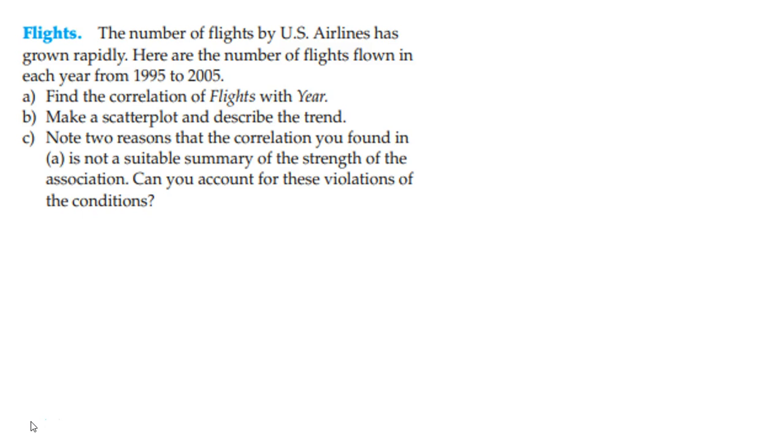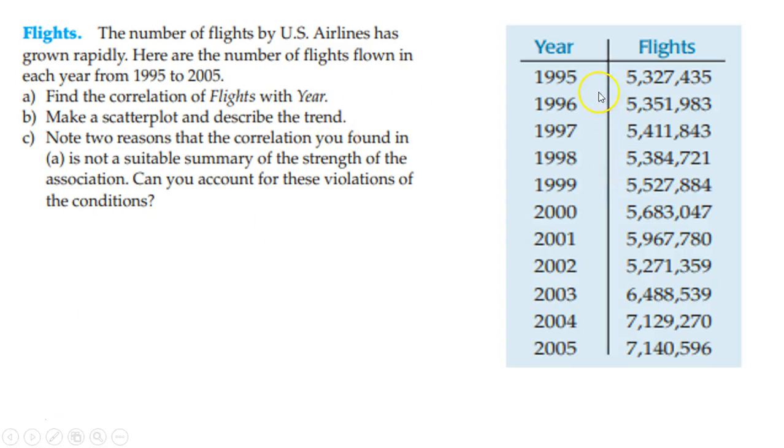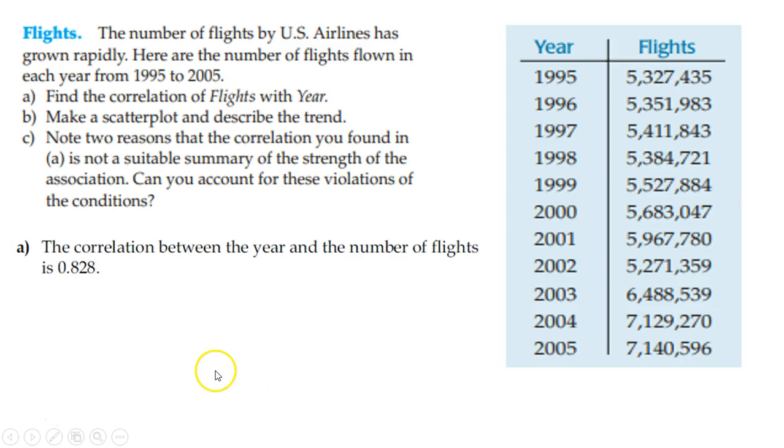It says the number of flights by U.S. airlines has grown rapidly. Here are the number of flights flown in each year from 1995 to 2005. Find the correlation of flights with year. So here we go. Year and their flights, right? So the correlation between them, you just plug it in, see what you get.